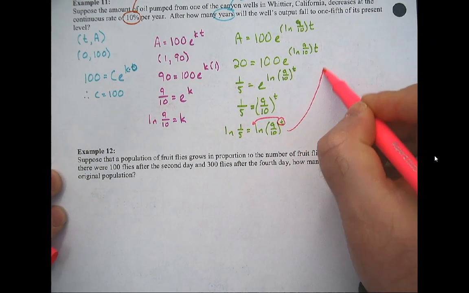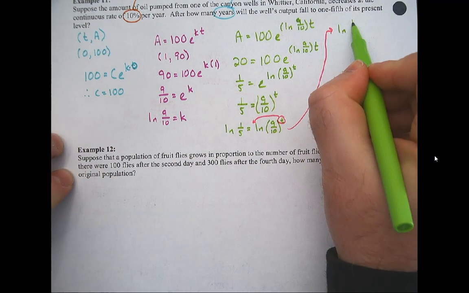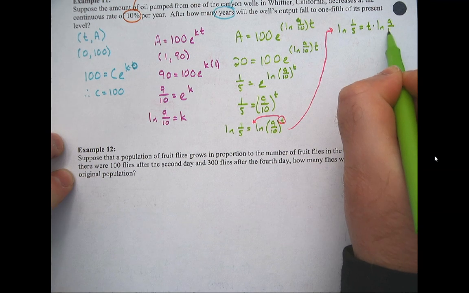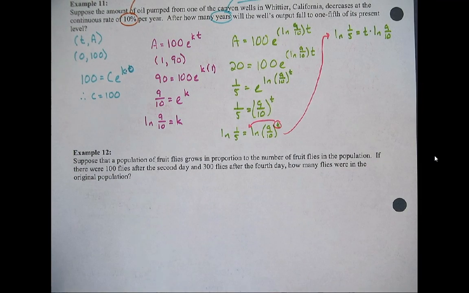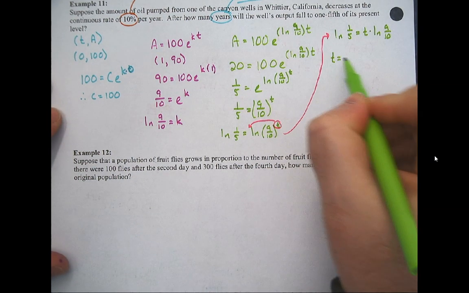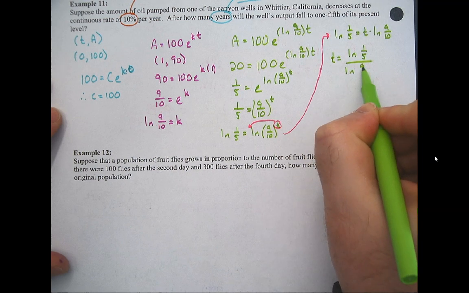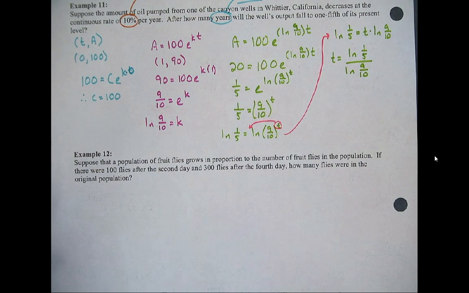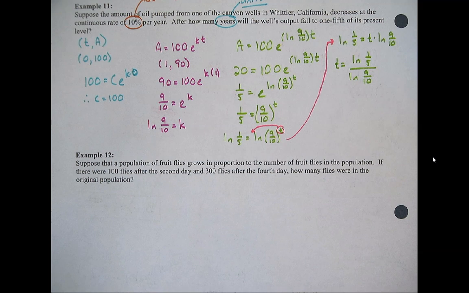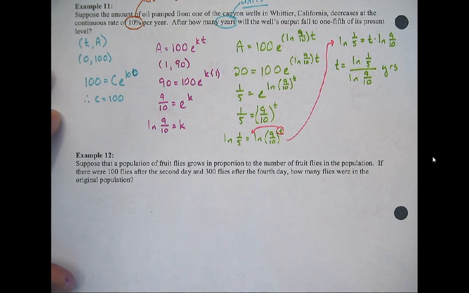So I have natural log of 1/5 equals t times the natural log of 9/10. Who's keeping t from being by himself? The 9/10. So I'm going to divide that across. So t equals the natural log of 1/5 over the natural log of 9/10. This is a free response. You'd be done. You'd box it in. Oh, no, you wouldn't. Why not? You don't have any units. So these are years. So you could box it in at that point.